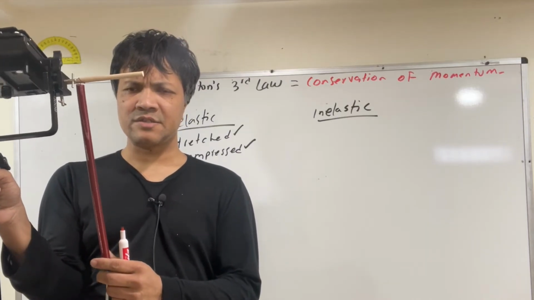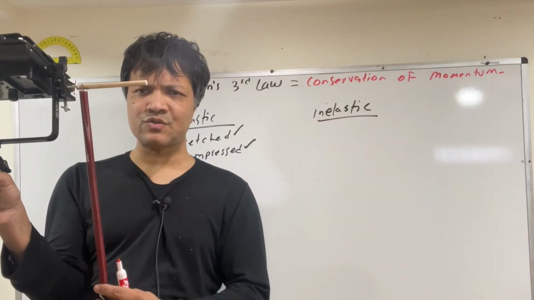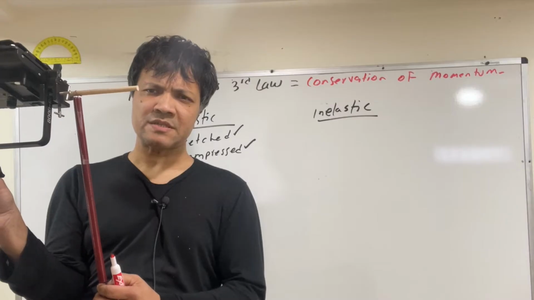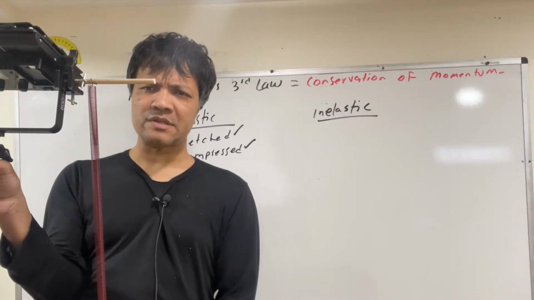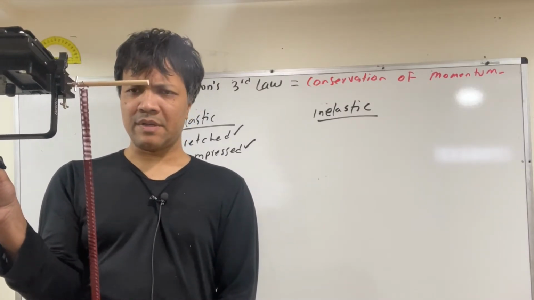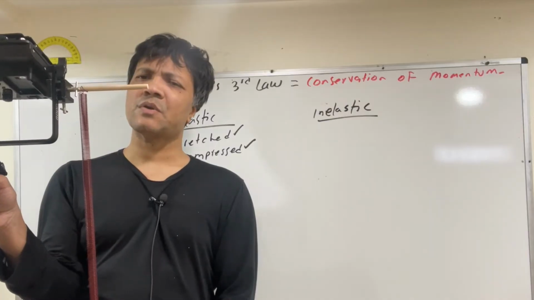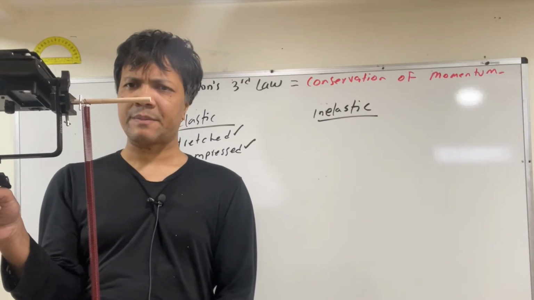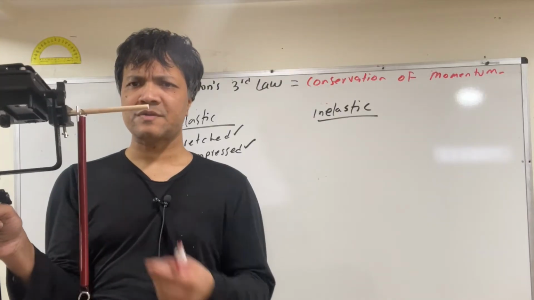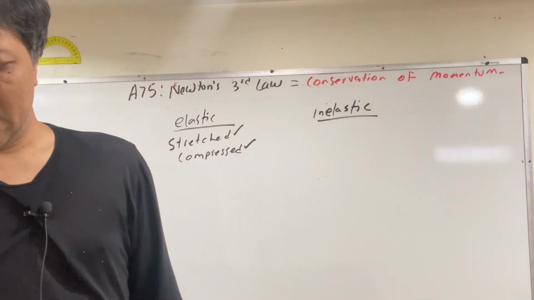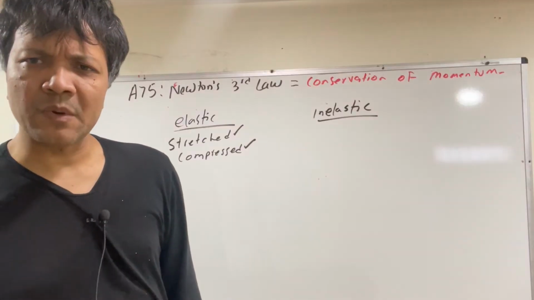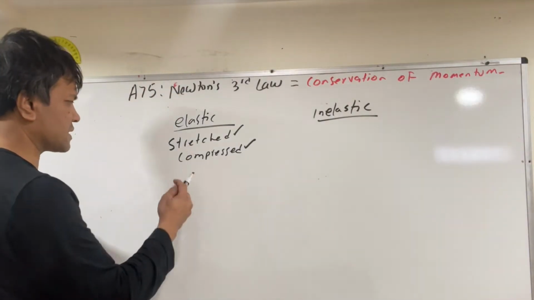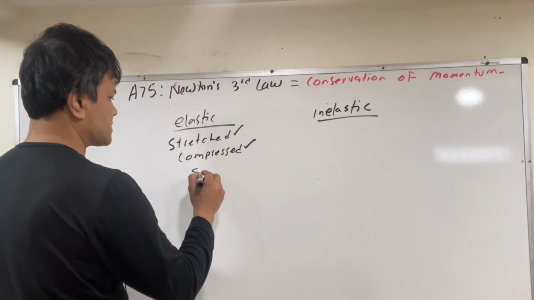This object resists deformation, right? It resists changing its shape. So when, for example, I apply a force this way, it wants to go back, right? So F is equal to negative kx. So the restoring force is this direction, okay? So what is a good example of elastic? Spring is a good example of elastic.